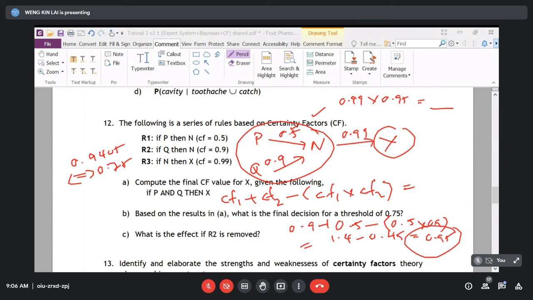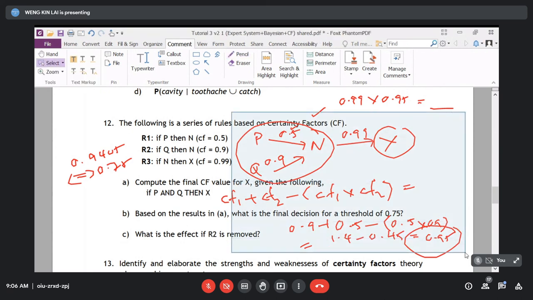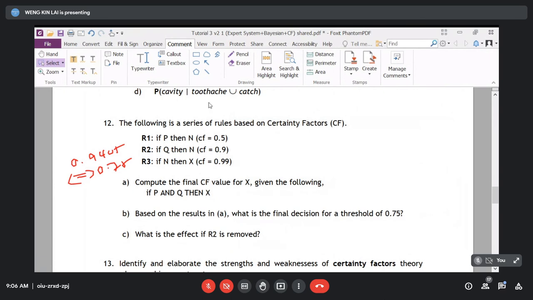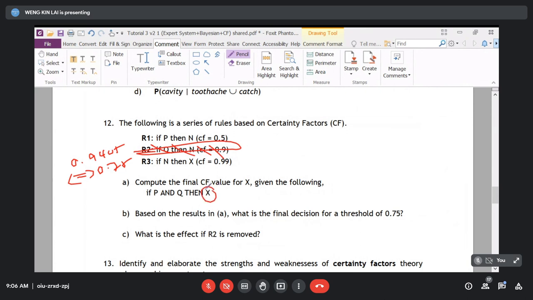Next part is, what's the effect if R2 is removed? If you think of this as an electronic system, and one of the sensors is not working, in this case R2 is removed, no longer there. So what is the effect? What is X now? I still want to calculate X, but this time this one is not working. So you have basically 0.5 multiplied by your 0.99, only one, which gives you 0.495.